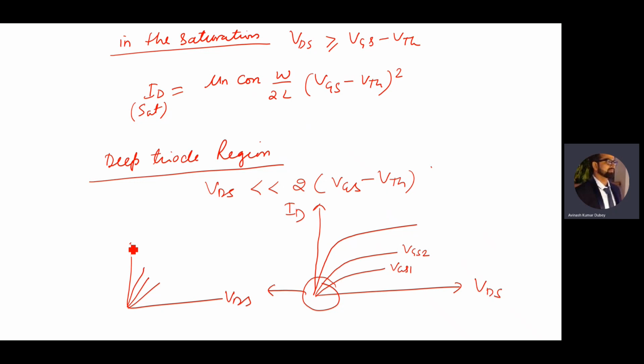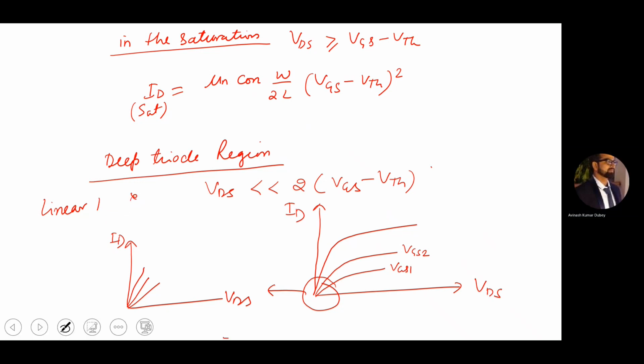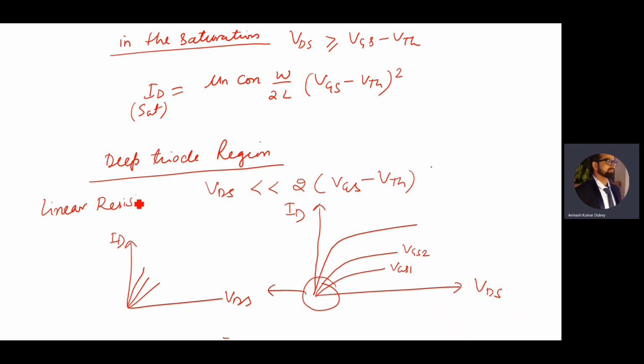So in the deep triode region we can say the MOSFET is like a linear device. Understood? In this region we can use the transistor as a linear resistor.